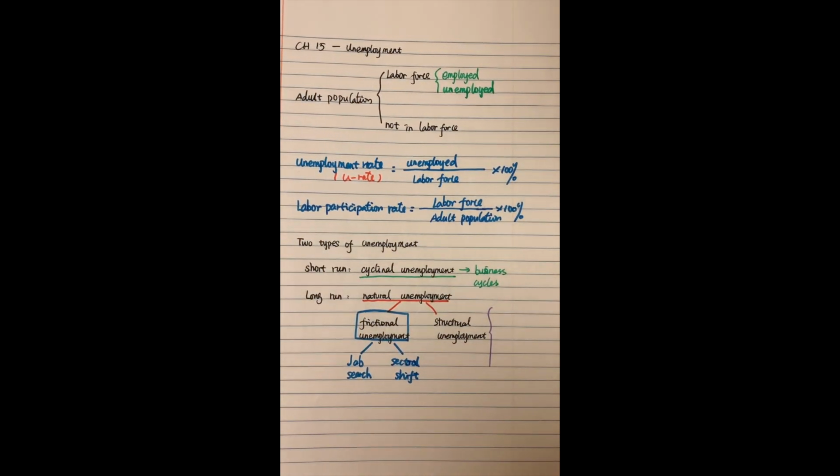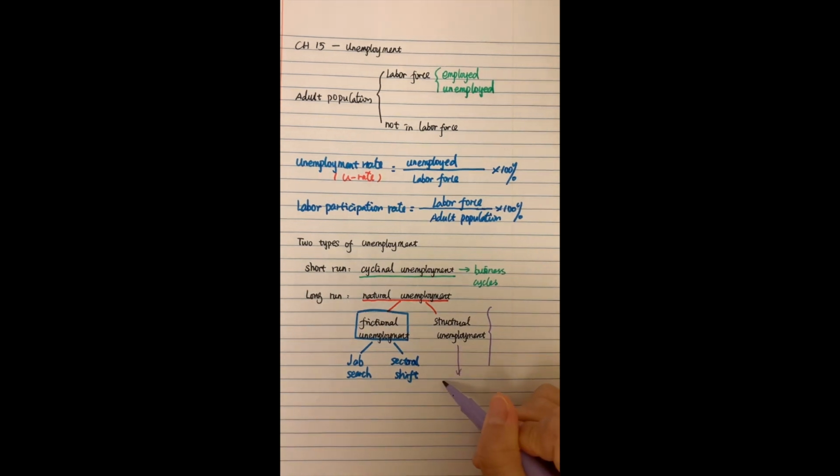For structural unemployment, it always occurs when there are not enough jobs to go around. So for example, this is the labor market. I will put L here to represent the labor force, okay? And then I will put W here to represent the wage. So this is the demand curve of the labor force, and this is the supply curve of the labor force. Originally, we can find the equilibrium point, right? So here we can find the equilibrium wage and the equilibrium labor force.